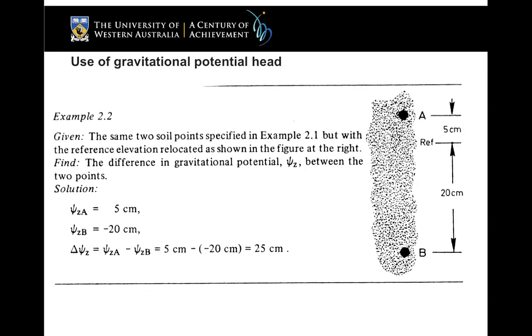Here's the same example, except we've just shifted the reference level. We've got points A and B again, and our reference level now is up here. Relative to that reference level, the gravitational potential energy of point A is 5 centimetres. The gravitational potential energy of B now is negative 20 centimetres. We do the sum and we end up with the potential energy difference being exactly the same, 25 centimetres.